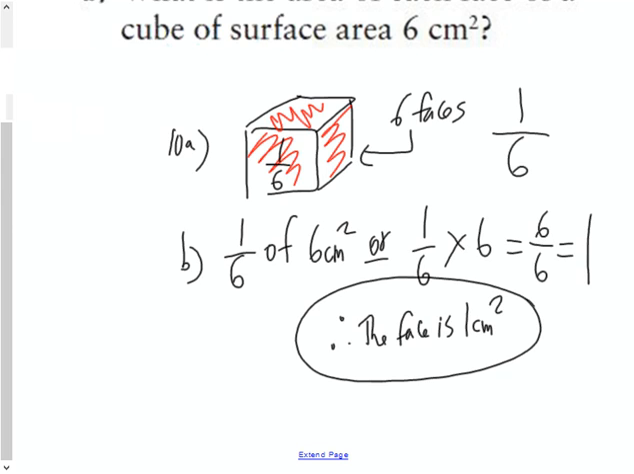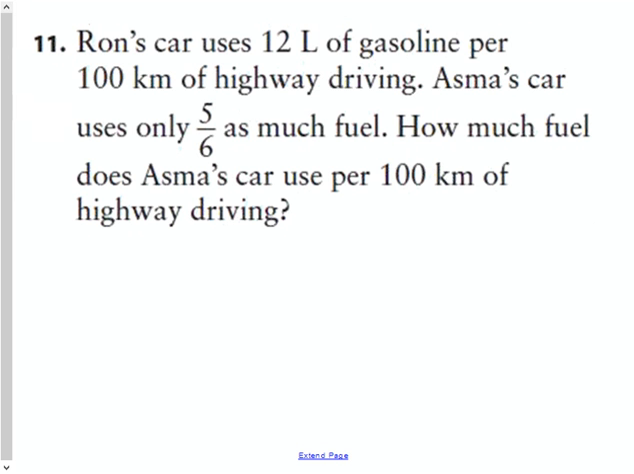Okay? Question 11. Now this is interesting because normally, when you do a story problem, it's easy because you have two numbers. You take the one number that you know and the fraction that you know, and you just multiply them together. But for this one, what makes it slightly difficult for kids who aren't entirely sure of what they're doing is you have three numbers. One of them is superfluous. One of them is unnecessary, right? Which one is it? It says Ron's car uses 12 liters of gasoline per 100 kilometers of highway driving. Asma's car uses only 5/6 as much fuel. How much fuel does Asma's car use?